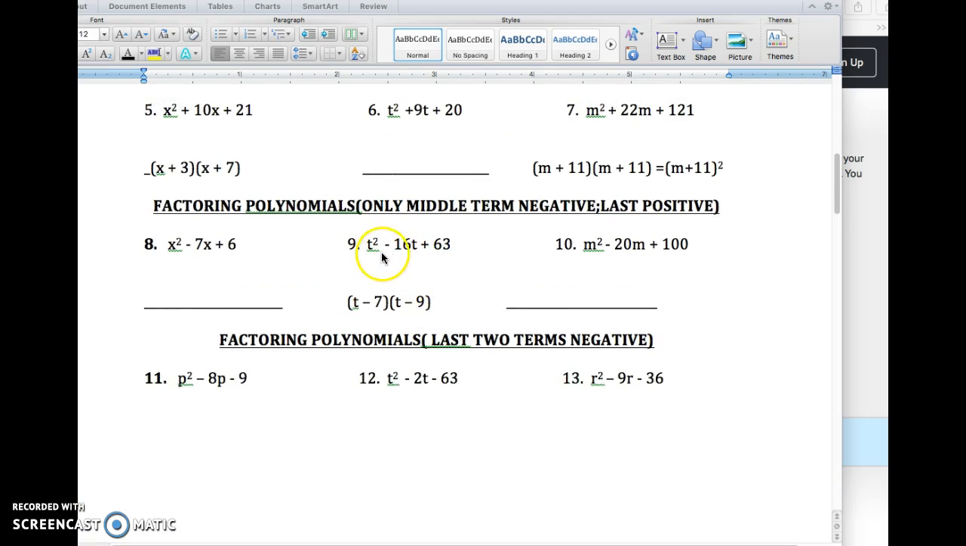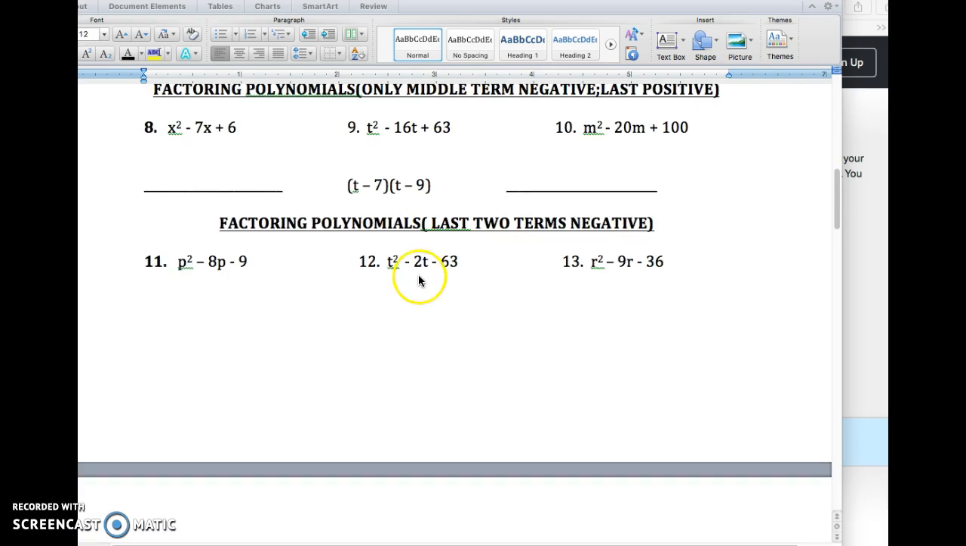These types here, when you see these, you know that since it ends with a plus and it has a minus in here, it has to be a negative times a negative to give you this positive in order for the middle term to be negative. Again, a negative times a negative to give you a positive in order for the middle term to be negative. So that's why we have a negative 7 and a negative 9. When multiplied together, give you a positive 63. And then when you add those two negatives, you get a bigger negative.